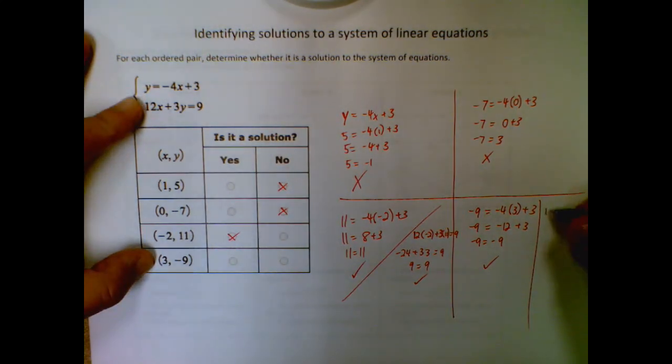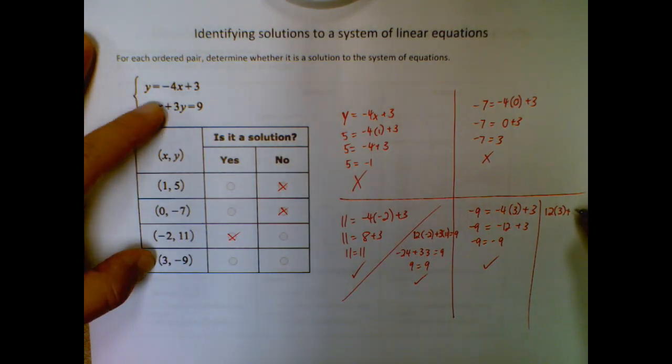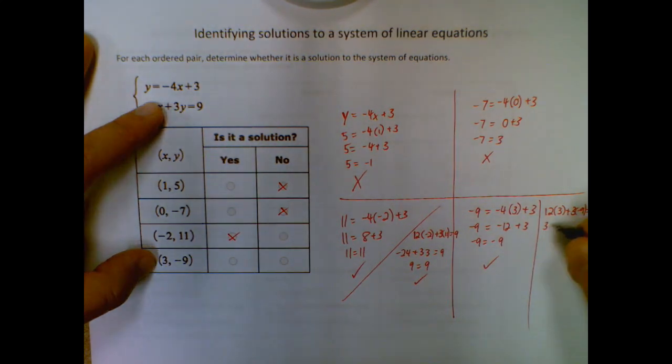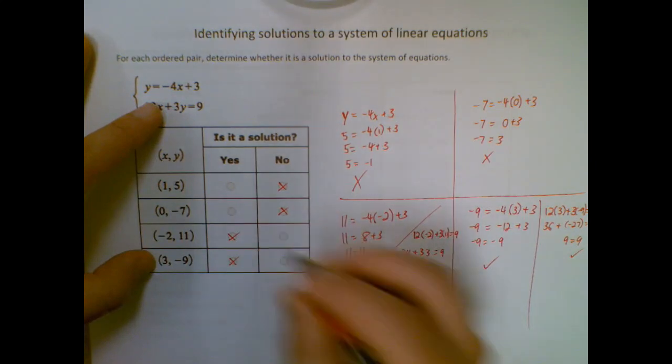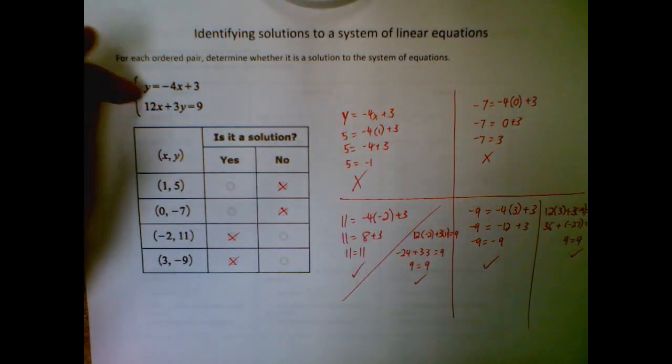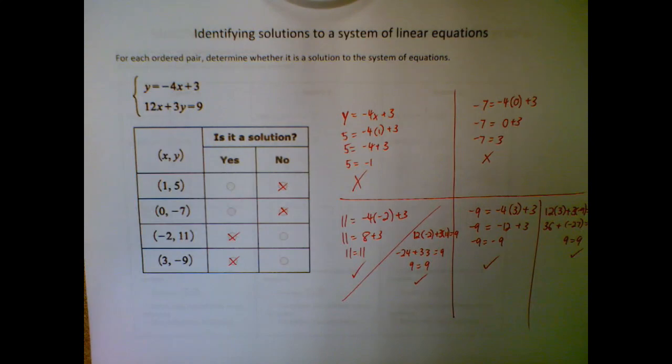And then for our last one, 12 times 3 plus 3 times negative 9 equals 9. 36 plus negative 27 equals 9, which also does actually seem to work. So that means that we have 2 solutions now. So this does mean that we have one of our special cases that I mentioned a second ago.